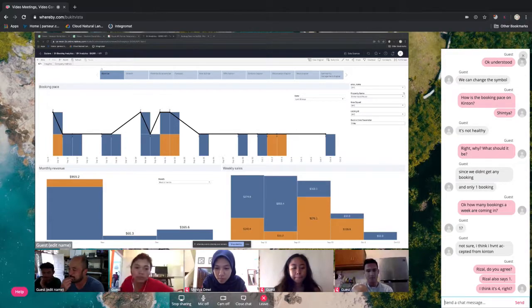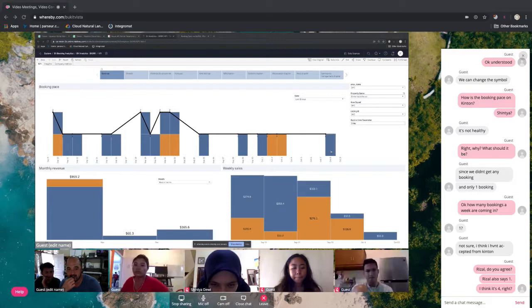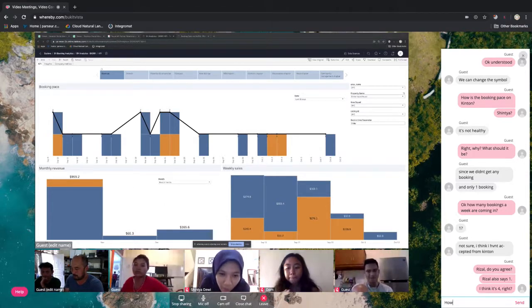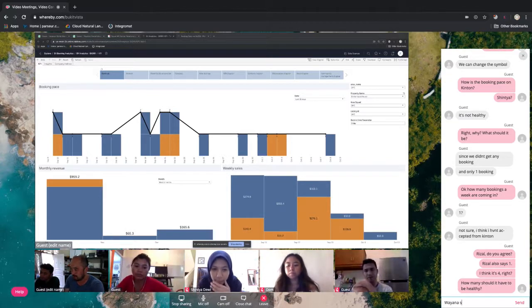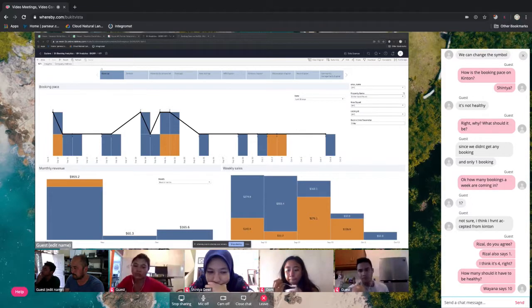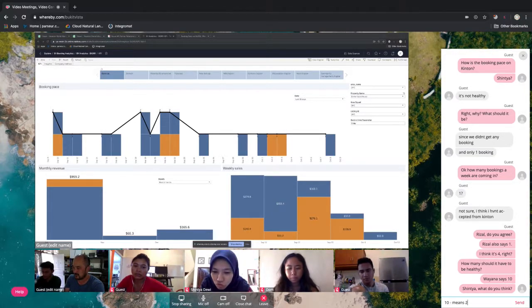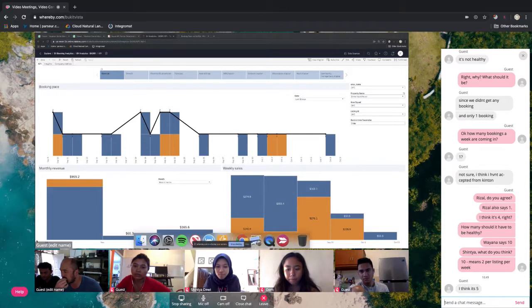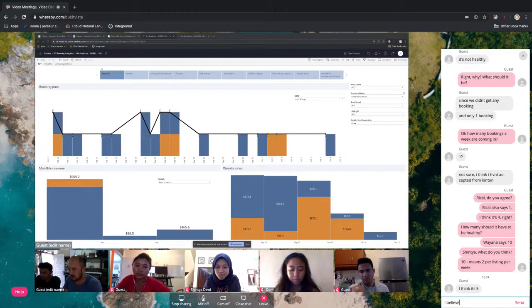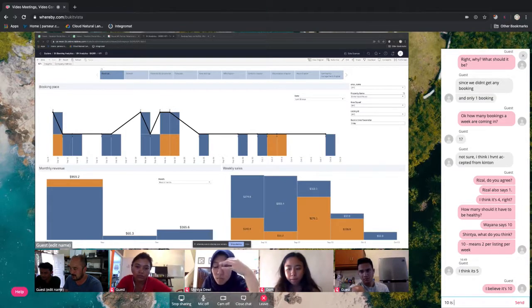How many should it have in order to be healthy? At least 10. Okay, YS says 10. Does anybody else agree? Cynthia, what do you think? Yeah, 10, because Kintan has 5 rooms. 10 means 2 per listing per week. Cynthia says 5. I believe it's 10. 10 is 5 times 2. Okay, so we're at 4, and that's less than 50% of the target.